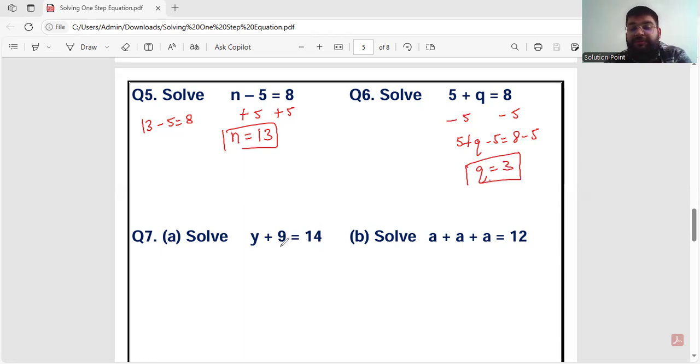Now y plus 9 is 14. So we need to get rid of this 9. So subtract 9 from both sides. So this will become 5. So the value of y is 5.